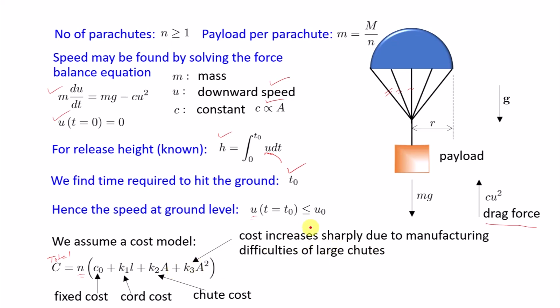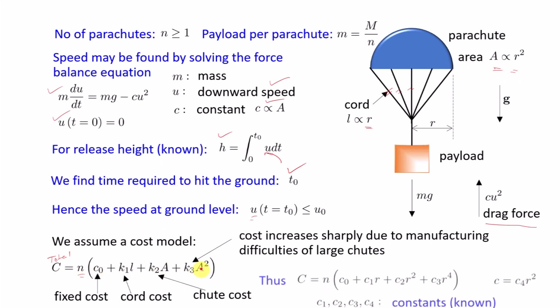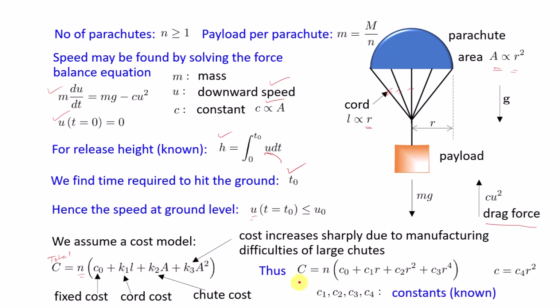Now we can think that this radius here is r, and therefore this chord length L should be geometrically somewhat proportional to r, and the parachute area will also be proportional to r square, etc. So I can write this model in terms of r, and it comes as: the total cost C is n multiplied by C0 plus C1 r plus C2 r square plus C3 r to the power 4.